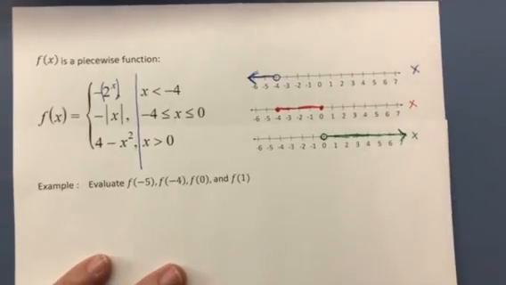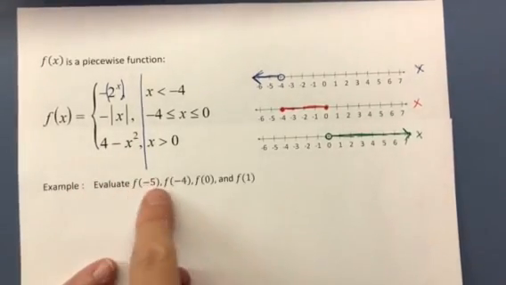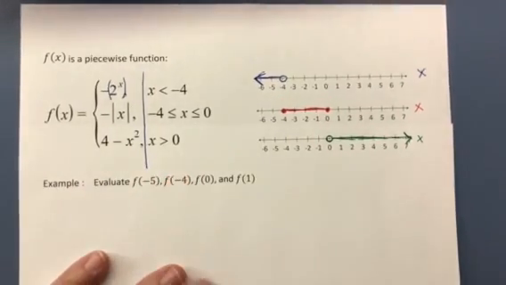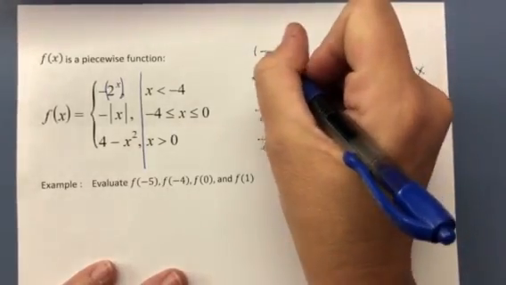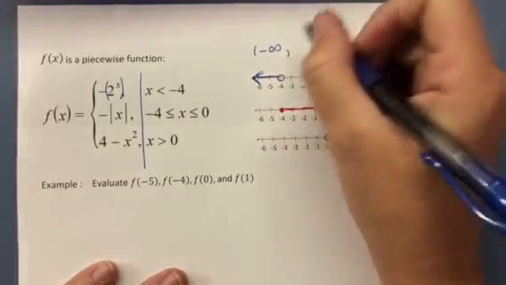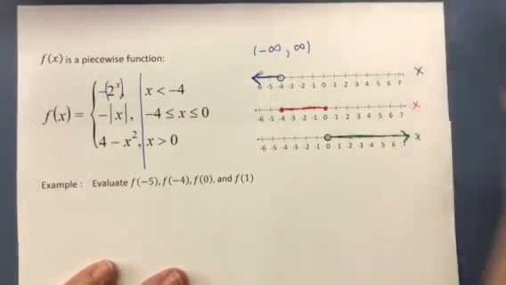All right, so now if I look over here at this particular piecewise function, and this is not always the case, but for this one, it's defined from negative infinity to positive infinity. So the domain of this function, which I'm going to write in interval notation, is negative infinity to positive infinity.